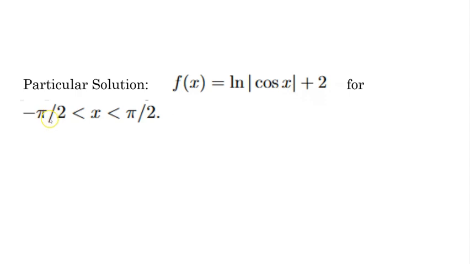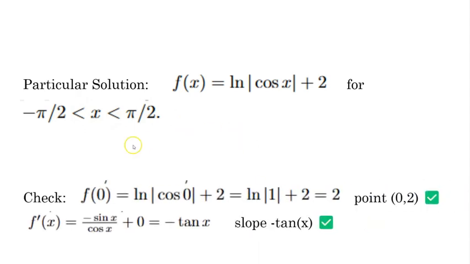Negative pi over 2 less than x, which is less than pi over 2. Now we can double check our solution. If we plug in 0 into our function, let's see if it will equal 2. Ln of cos 0, ln of 1 plus 2. Ln of 1 again is 0, so 0 plus 2 equals 2. So the point checks out.